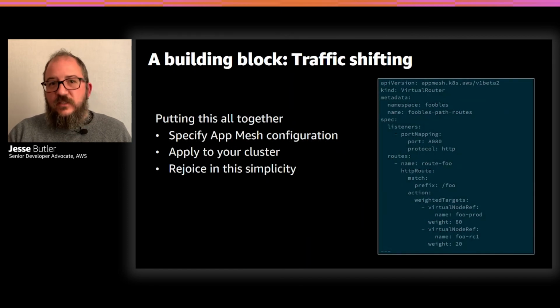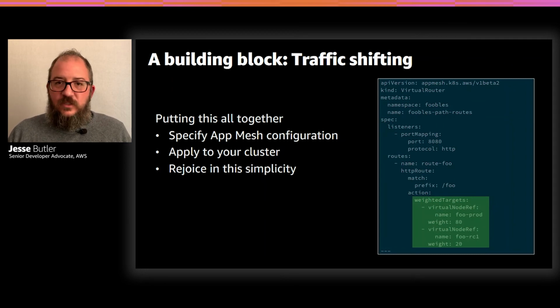So pulling this all together, it becomes really seamless to use Appmesh in a Kubernetes cluster to define something like weighted targets. So here in this handful of lines of YAML, we're specifying an Appmesh configuration and we're applying it to the cluster. And with these lines, we're actually able to say, well, send 80% of my traffic to foo prod and the other 20% to the release candidate. So this is also, in my opinion, really simple, especially for the amount of problems you're solving.